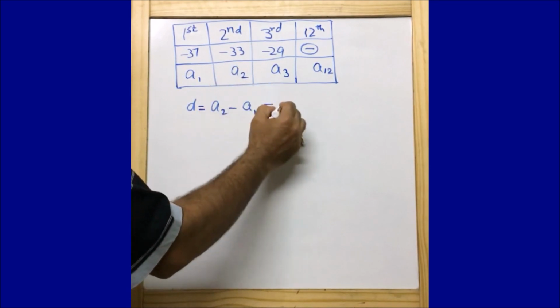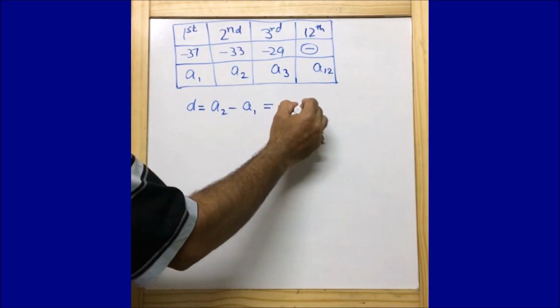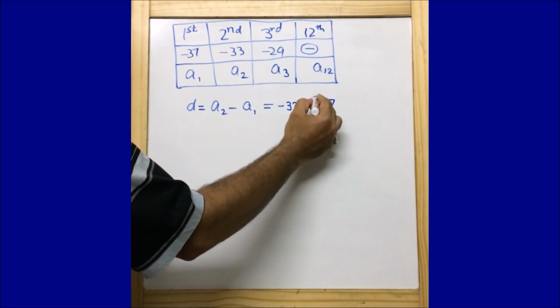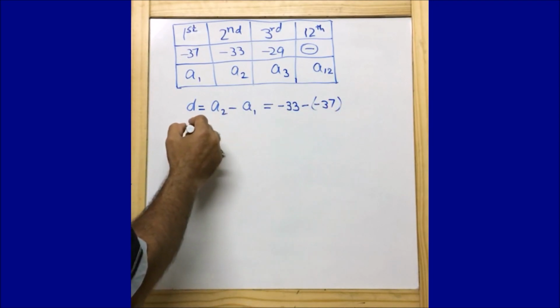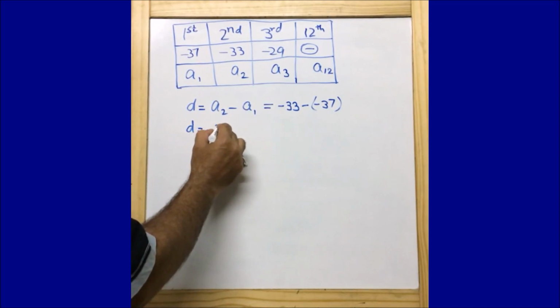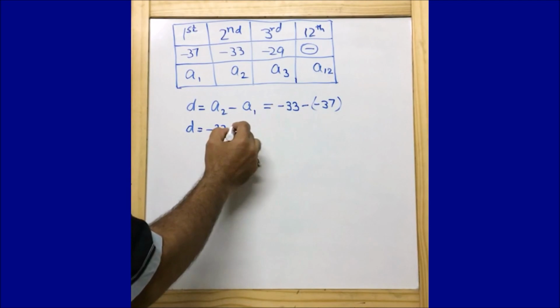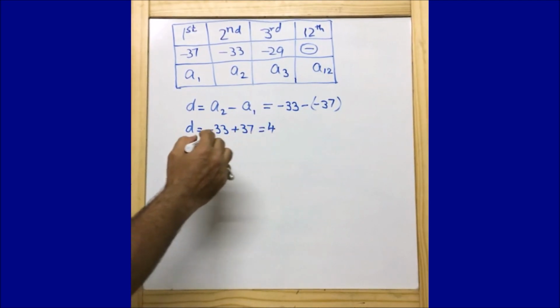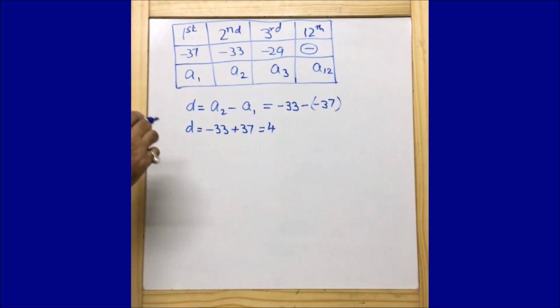Whatever way you feel comfortable, you can consider the data. So A2 is minus 33 minus A1. A1 is minus 37. I am putting minus 37 in the bracket so that it would be easy, otherwise we will confuse the minus plus symbols here. So minus 33 minus into minus, plus 37. That means we are getting 4. Now we got the value of D as 4.